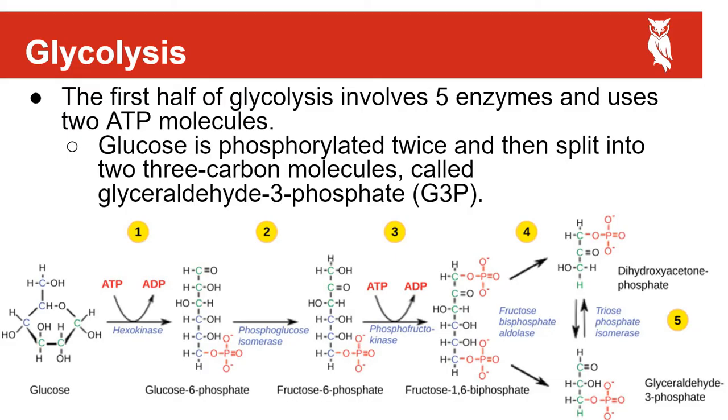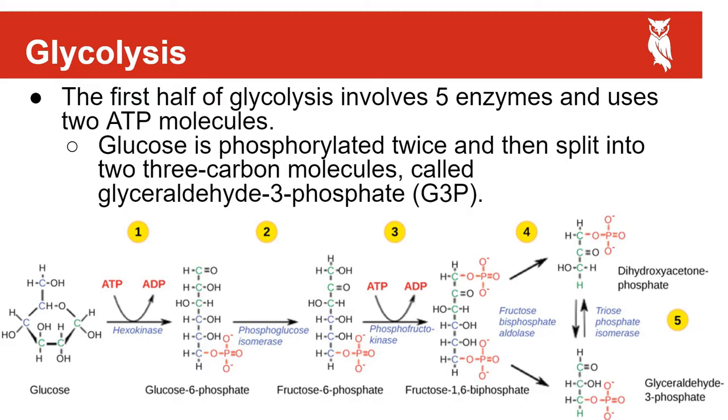So glucose is phosphorylated twice. What does phosphorylated mean? You're on the right path, right? Phosphorylated means you add a phosphate group, okay? And then split into 2 three-carbon molecules called glyceraldehyde 3-phosphate. So we've got glucose, we phosphorylate it, add basically phosphate groups to it.